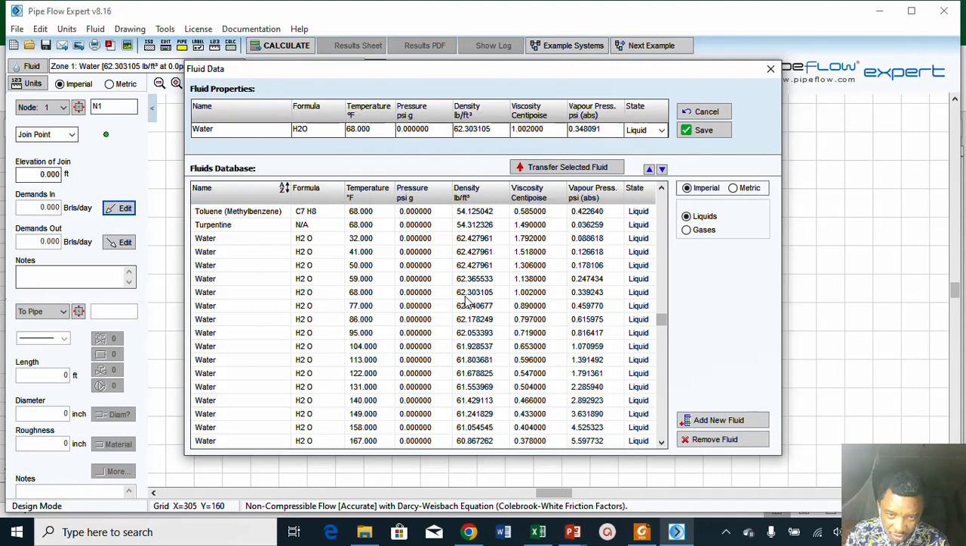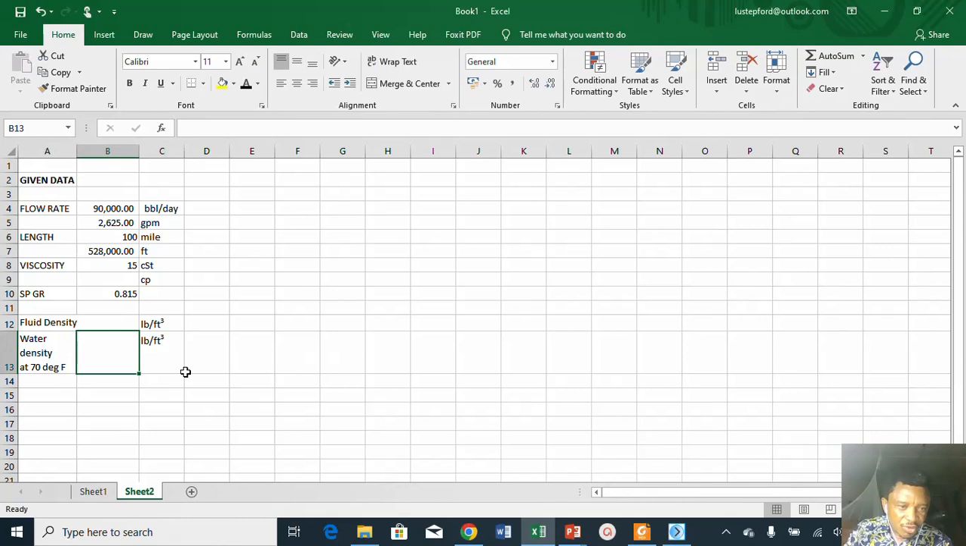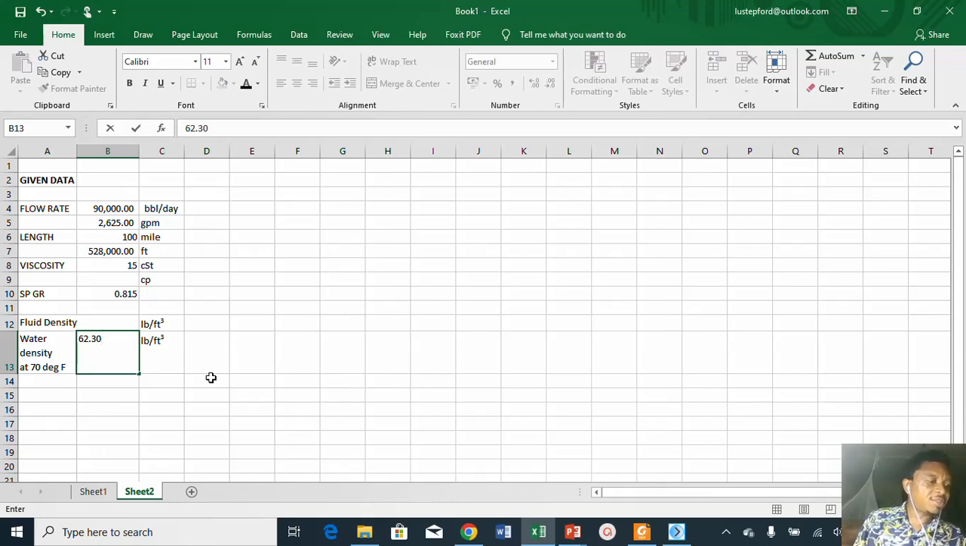So the density we're going to use is 62.303105. That is what we're going to use. Now let me go to this, and we'll just type in that same density, 62.30.